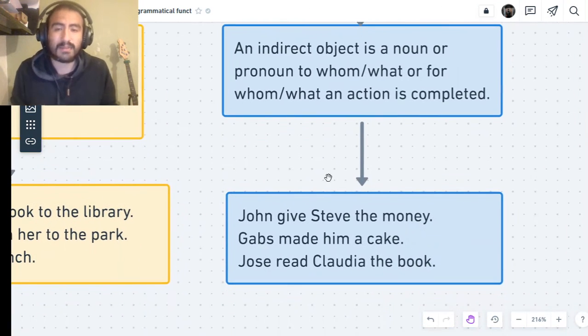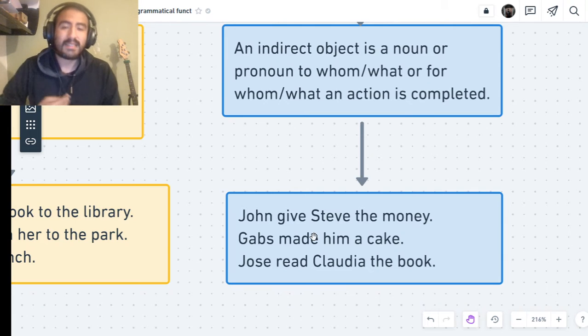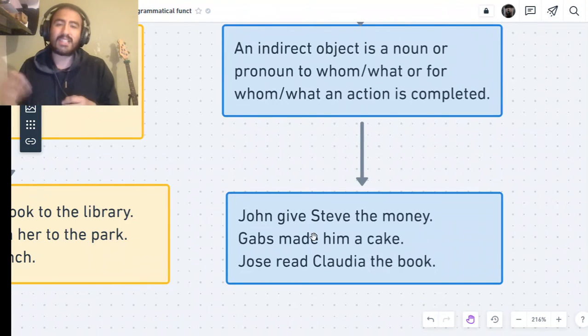Like in these examples, John gives Steve the money. What is John doing? John is giving the money for whom? Steve. So Steve is the indirect object.